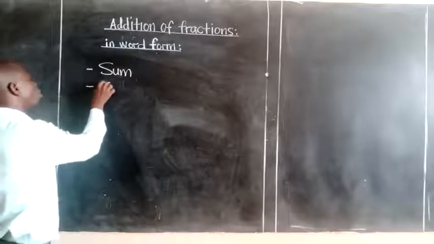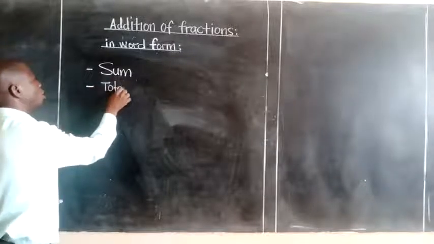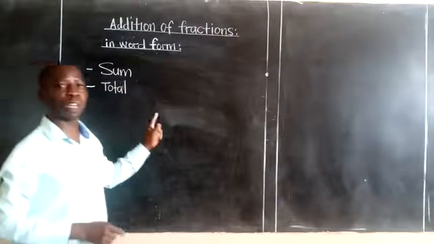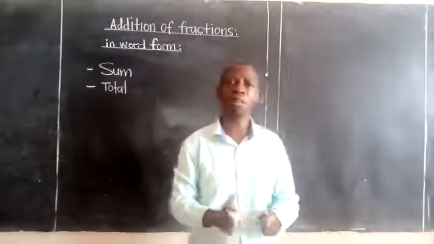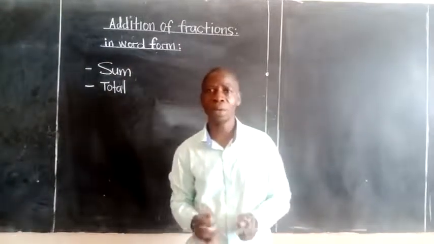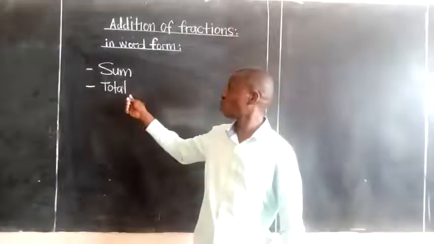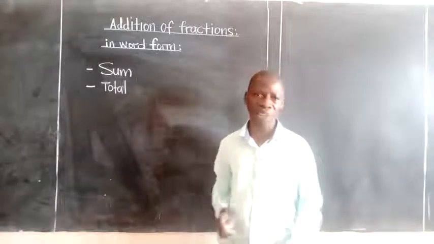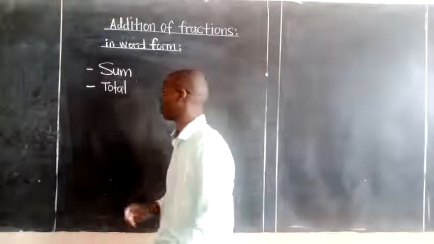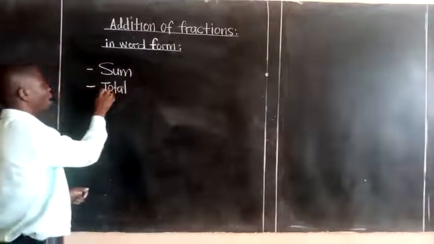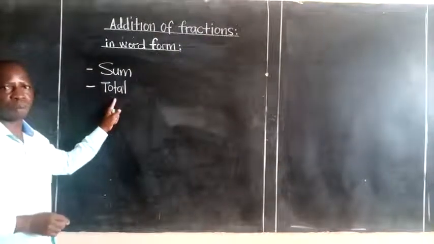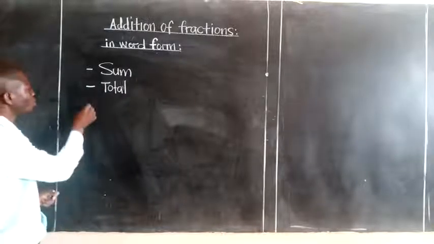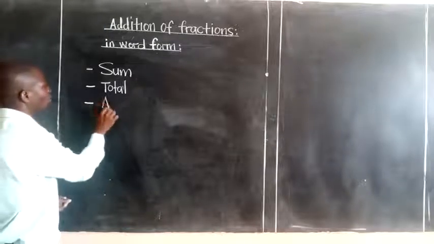Then they may talk of total. The way you find sum is the same way you find total. That is by adding. We get total by adding. So when they say find the total of a third and 2/3, you will simply add and get what you call total. So this one is also another important word which is commonly used when we are adding in word form. Then we have another word that is altogether.